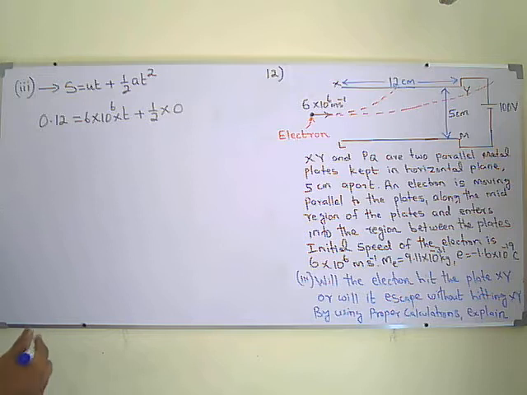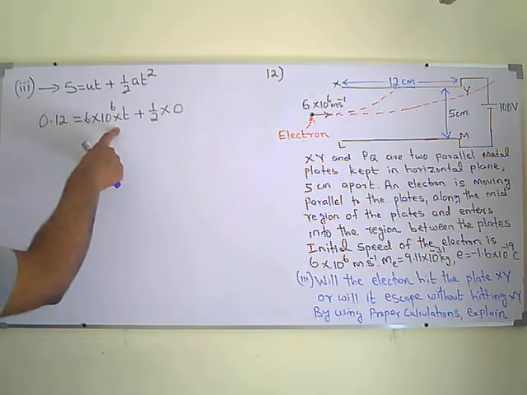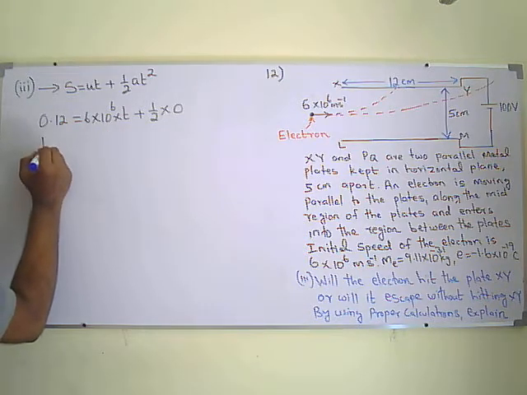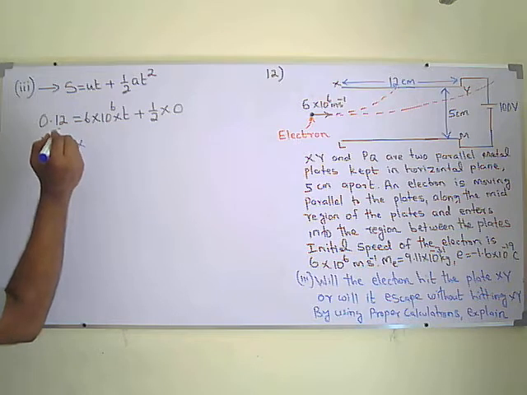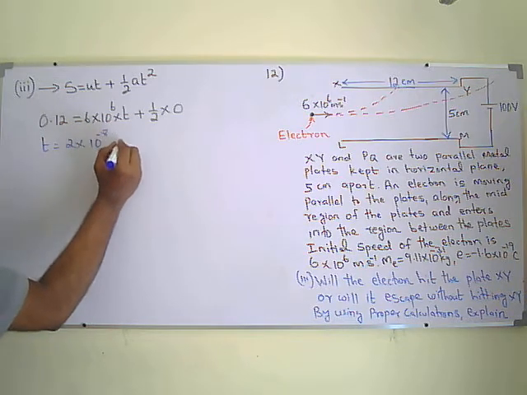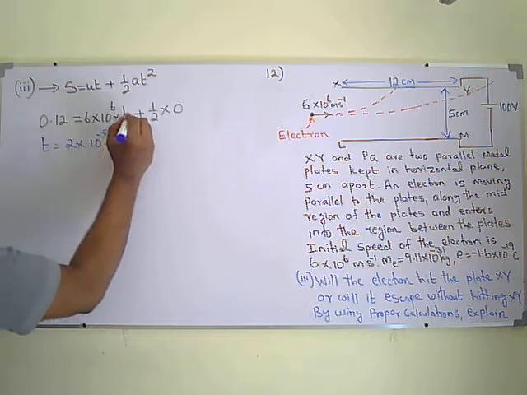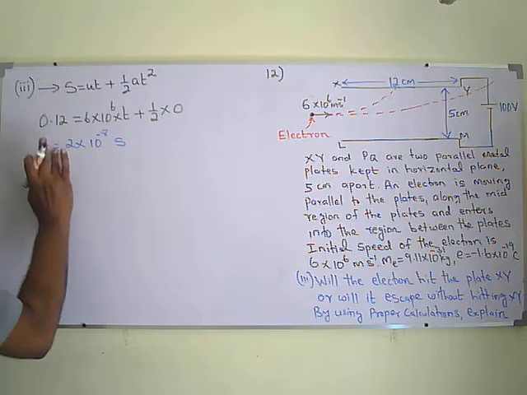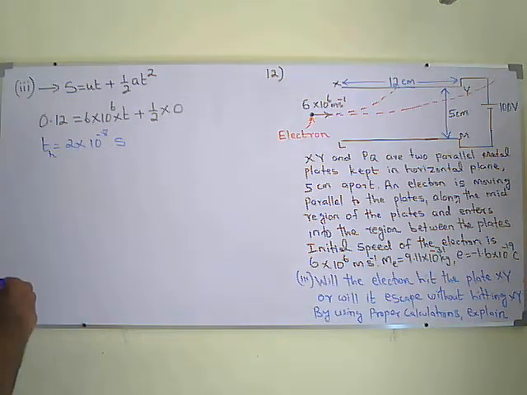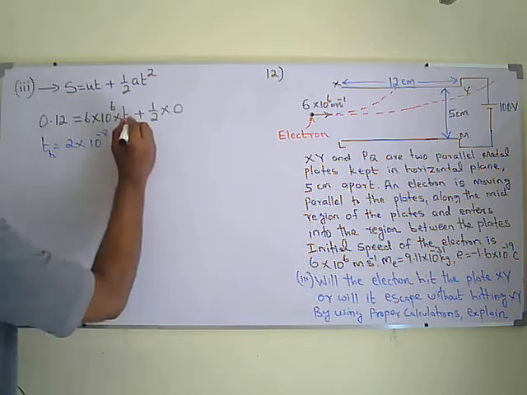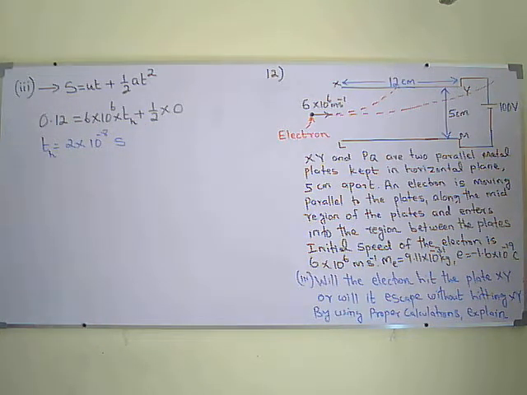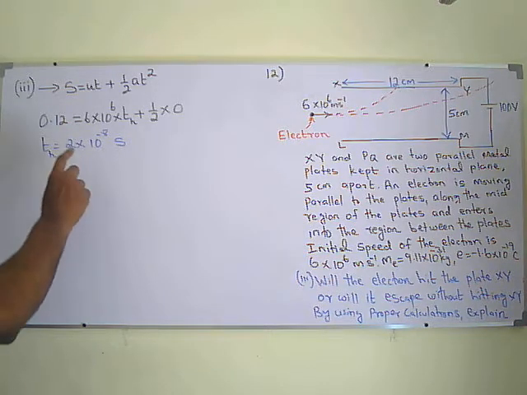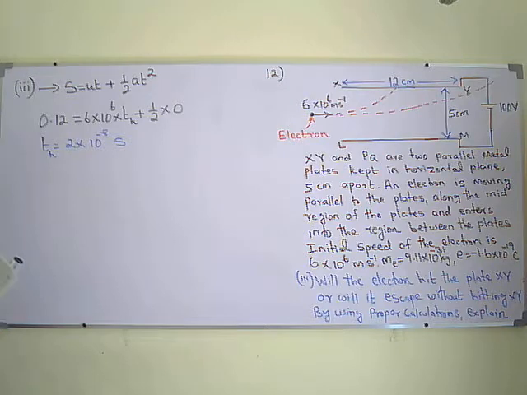So the time taken to complete the horizontal displacement will be, solve this one, you will get the time taken, that will be 2 into 10 to the power minus 8 seconds. So this is the time required. I can call this as TH, the horizontal. So I can call it as TH, time for horizontal displacement. So time taken to complete horizontal displacement of 12 centimeter to escape out of the plate is going to be 2 into 10 to the power minus 8 seconds.